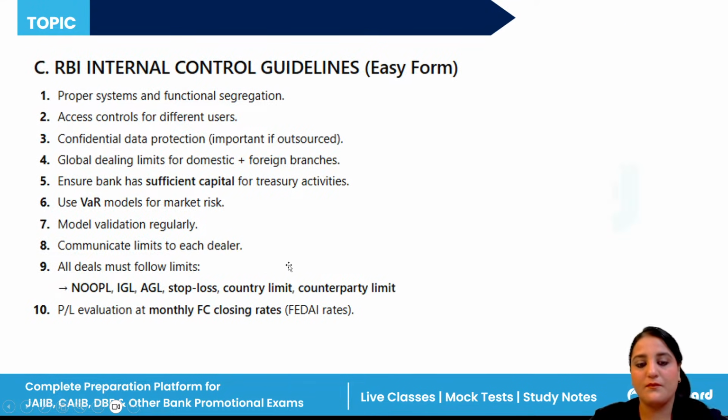Now here, what is the meaning of derivative? Derivative is when the values are derived from an underlying asset: foreign exchange, commodity, equity, bond. That is called derivative. And we have a very important thing, three offices. What is this treasury structure? Front office, mid office and back office.